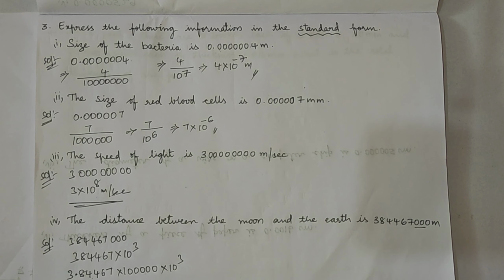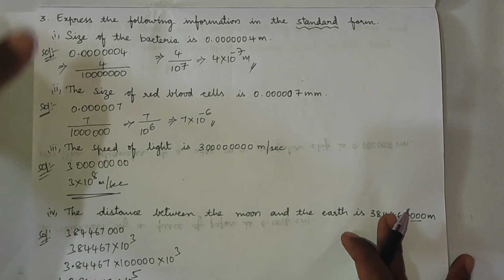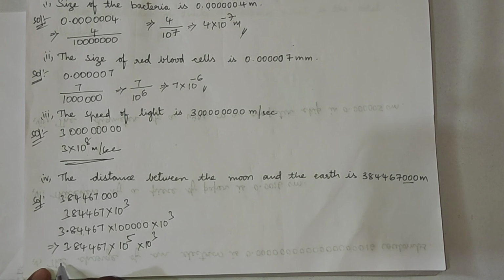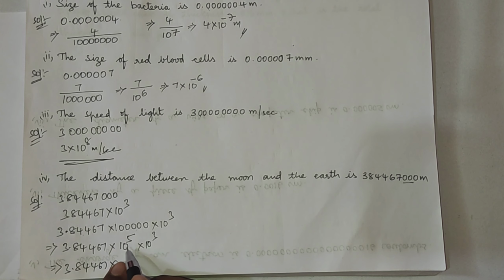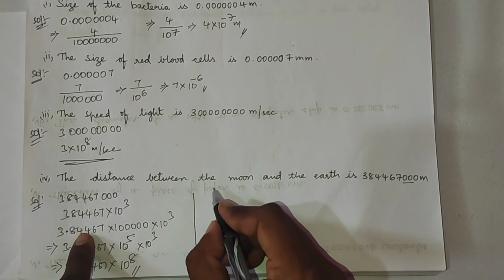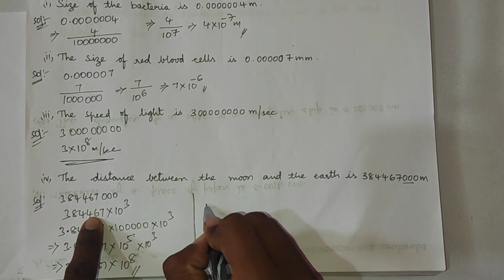This implies 3.84467 into 10 to the power of 5, because there are 5 zeros, into 10 to the power of 3. We know a to the power of m into a to the power of n equals a to the power of m plus n. So 10 to the power of 5 plus 3 is 10 to the power of 8, which is the answer. Why do you have to put it after 3 only? We can put it somewhere else. Suppose I want to put it after 4 here, then what will happen?